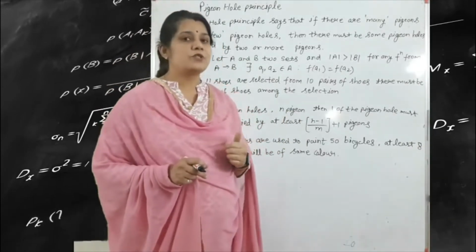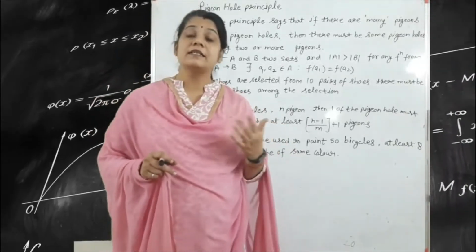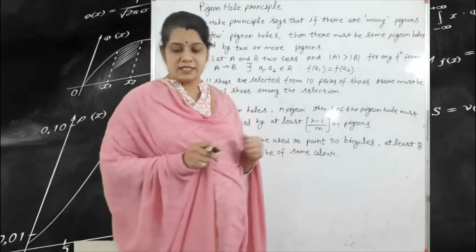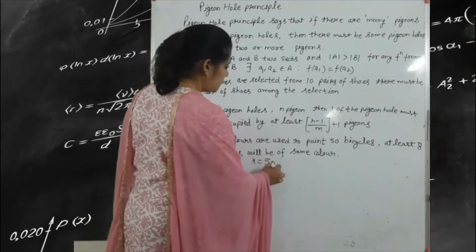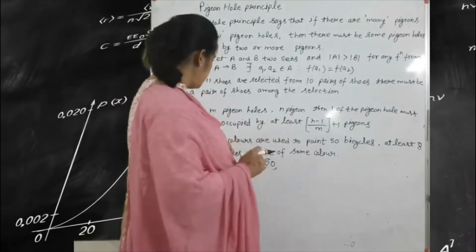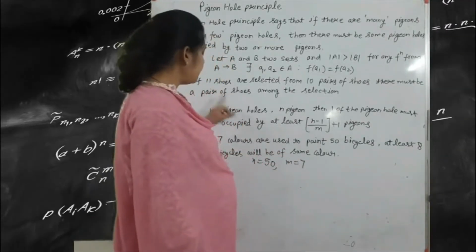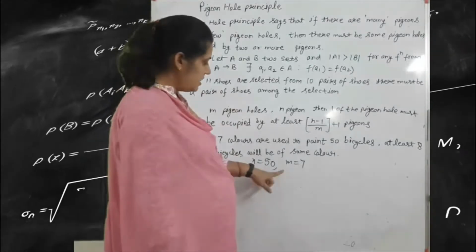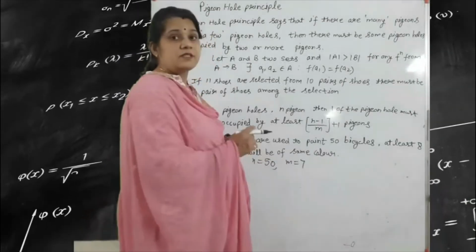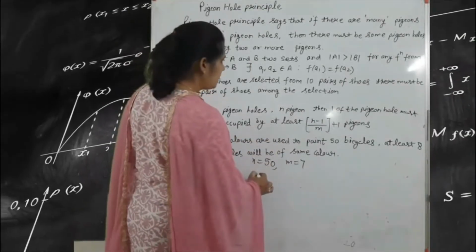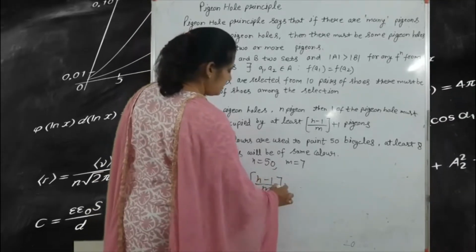So what is the solution? This question depends on the extended pigeonhole principle. In this question, n is equal to 50 because we have 50 bicycles, and m is equal to 7. So what is the formula of the pigeonhole principle? The formula is (n minus 1) upon m, plus 1.